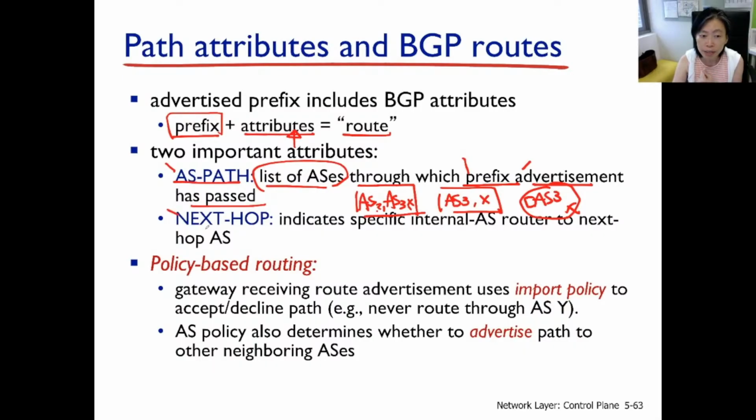Second important is the next hop. Now, this is not quite the next hop AS, the next AS number in the AS path. No. It is actually the gateway router within the source AS that is directly connected to the next hop AS. So it's carrying the IP address of the gateway router leading to the next hop AS. So the two together necessarily form the attribute set.